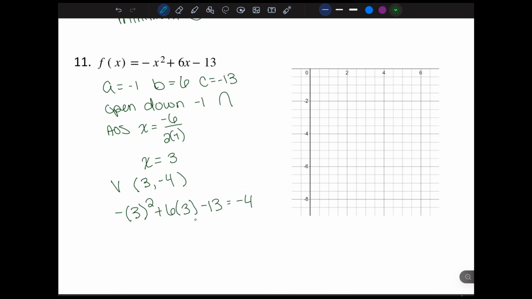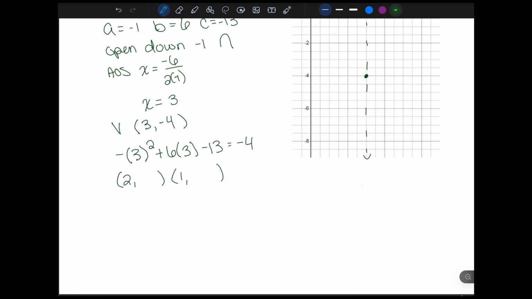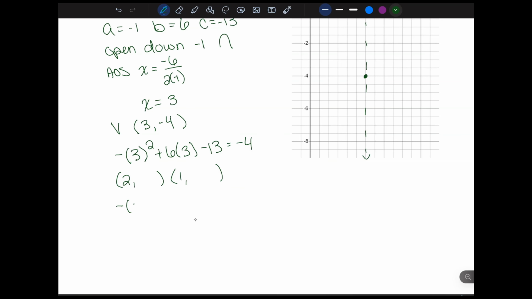So I'm going to go ahead and go to 3, plot my axis of symmetry, write down the middle of the vertex, which is at 3, -4. And then I'm going to choose a couple of x values. Now remember, since we're at 3, you could do 2 and 1, or you can do 4 and 5. Just the 2 to the left or the 2 to the right. I'm going to do 2 and 1. So plug in 2: negative 2 squared plus 6 times 2 minus 13. That gives me -5. So when x is 2, y is -5.